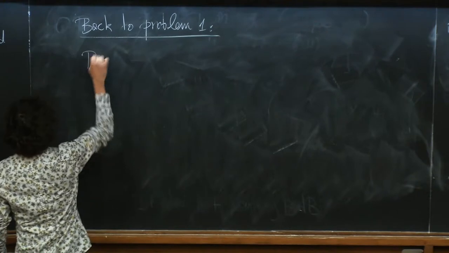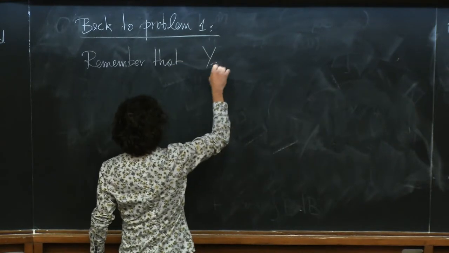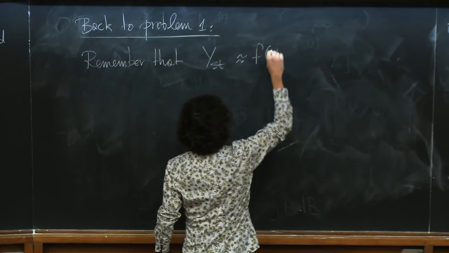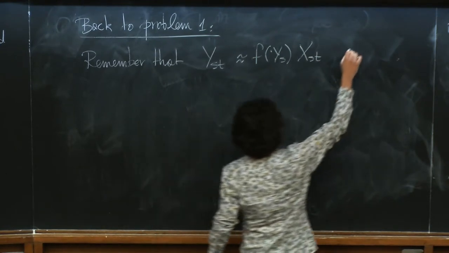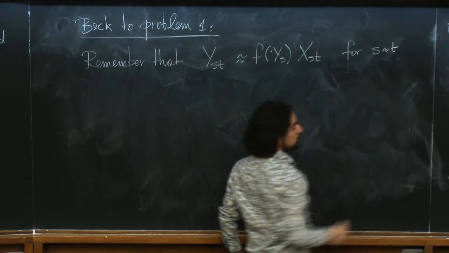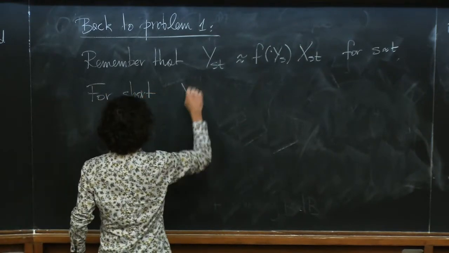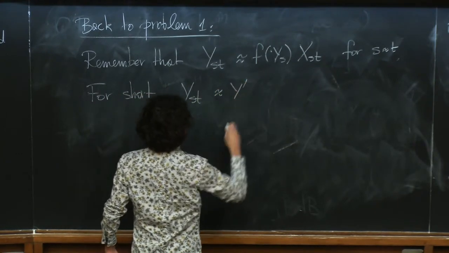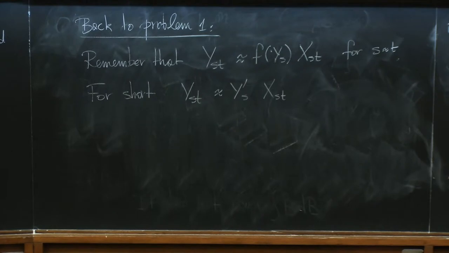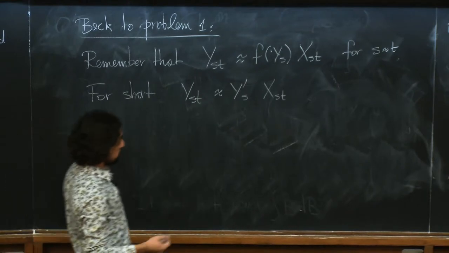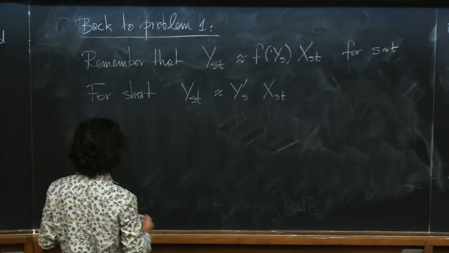So remember that Y looked like X on small scales, say for s close to t. So for short, let's write Y_st more or less Y prime of s X_st. So let's naively try to integrate this thing and see if we can guess what could be done here to define an integral.